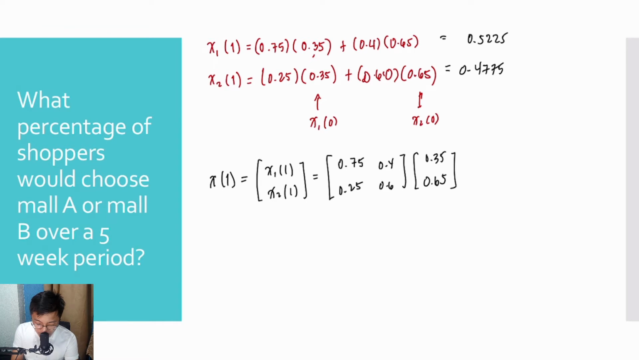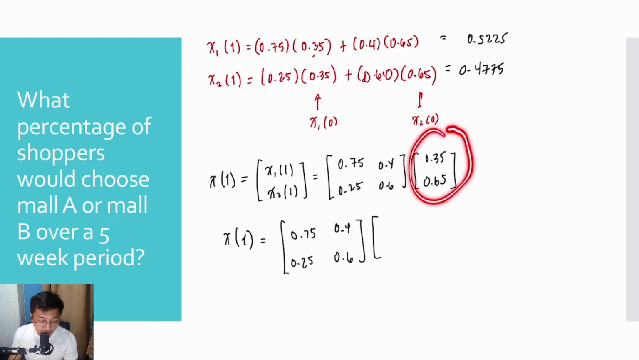Okay, so what do we observe here? We notice here that to get the state vector at time equals 1, we just multiplied this square matrix to the initial state vector, which is this one. Okay, so that's what happened.